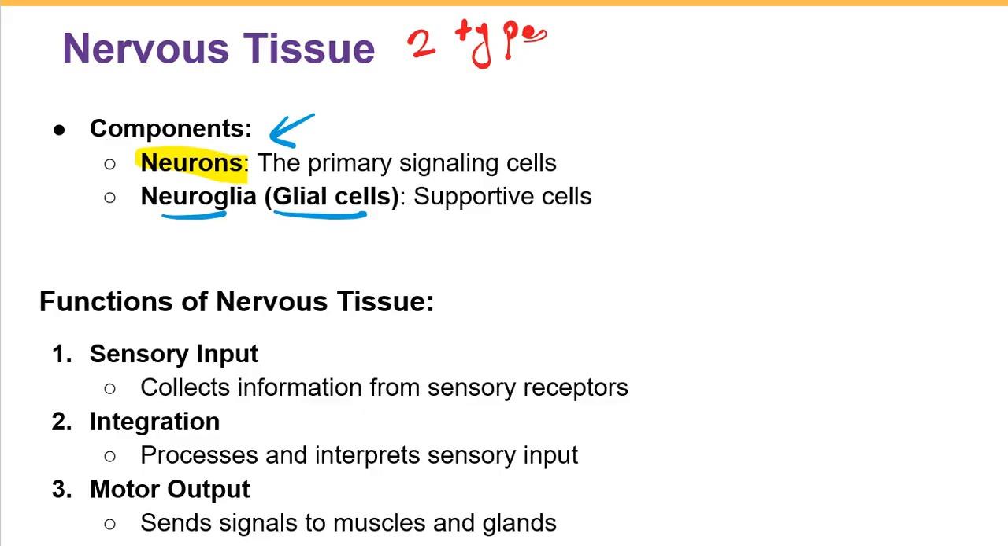What is the function of the nervous tissue? As we said, nervous tissue communicates. It is responsible for collecting information from our environment through the sensory receptors and then sending this information to our brain, which is integration. In our brain we process and interpret all of those sensations, and then comes the motor output, which means they send the signals to the muscles and glands. So these are the three functions of the nervous tissue.